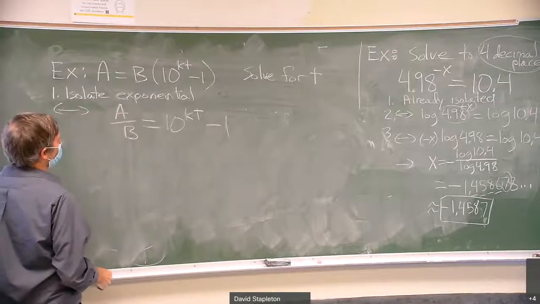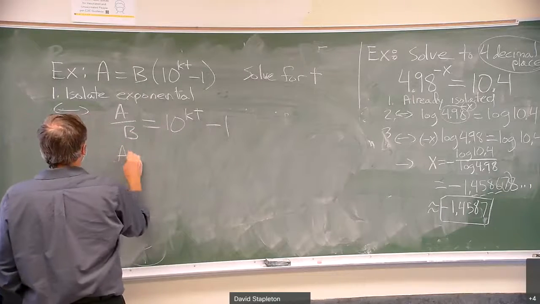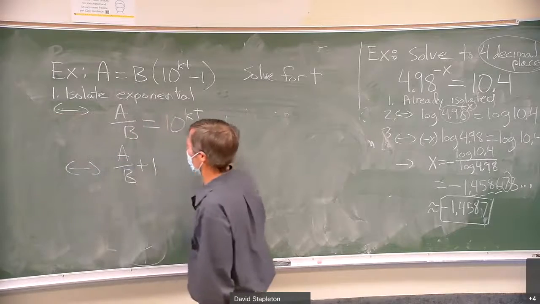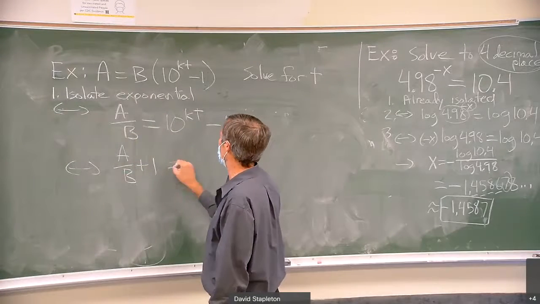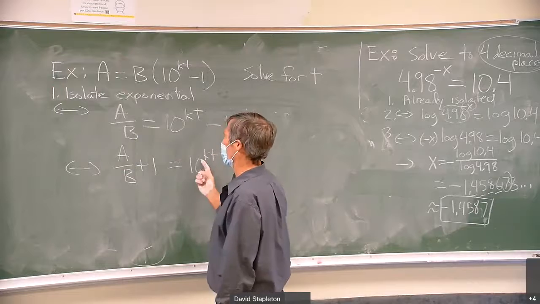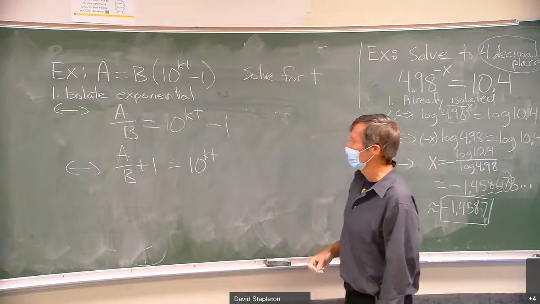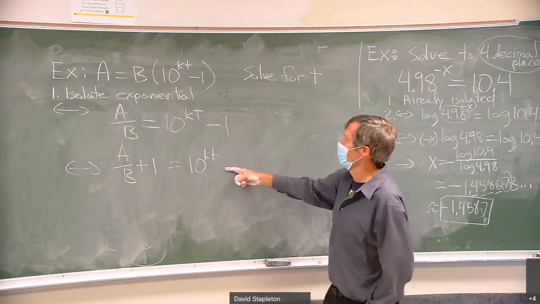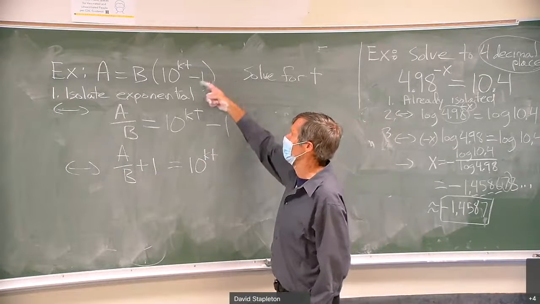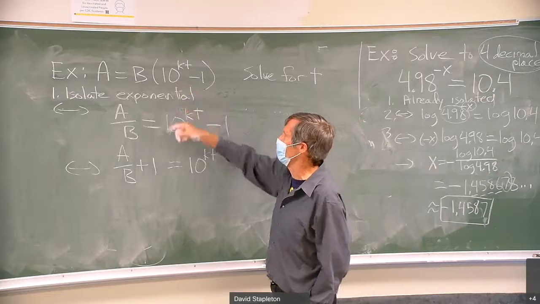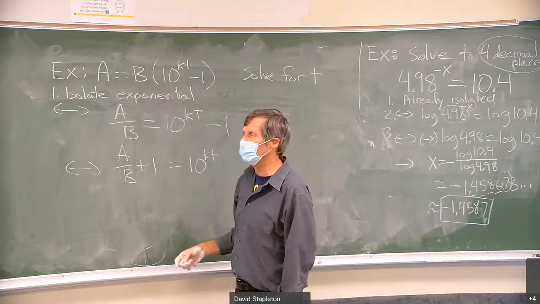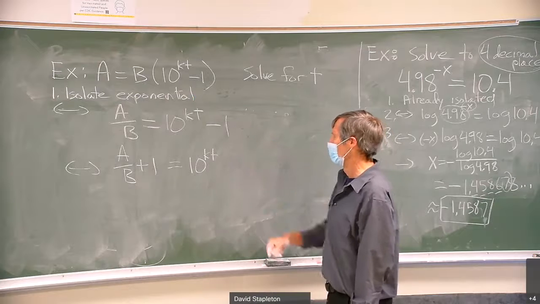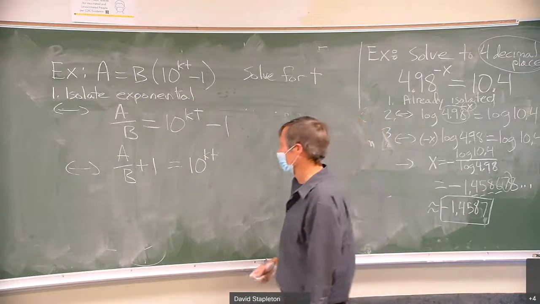Now I'll add the 1 over and get A over B plus 1 equals 10 to the KT. I can add 1 to get equivalent equations, with the same solution set. That's what we mean by equivalent equations. The double arrows, remember, mean equivalent. So this has the same solution set as this one, assuming B isn't 0. We're assuming that in the equation. Otherwise A equals 0, which can't be right. So assuming B isn't 0, these are equivalent, and then this is equivalent by adding 1 to each side.